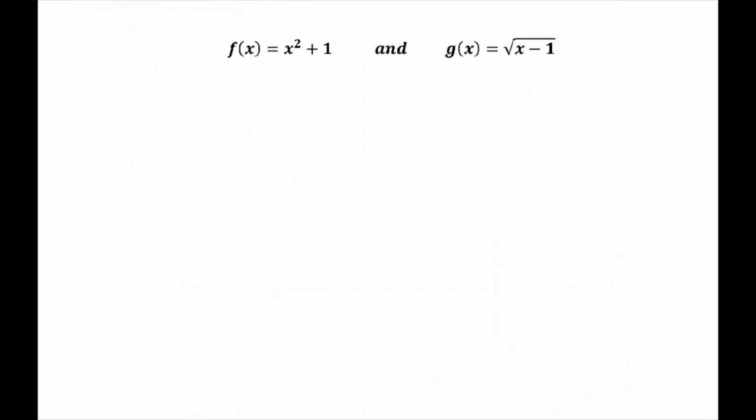x squared plus 1 and square root of x minus 1. Let's start by finding the domain of each one of these. Well, this is a polynomial, all real numbers. For this one, whatever is inside the root should be greater than or equal to 0. x should be greater than or equal to 1, so the domain is from 1 to infinity. Now, we can find the composite functions.